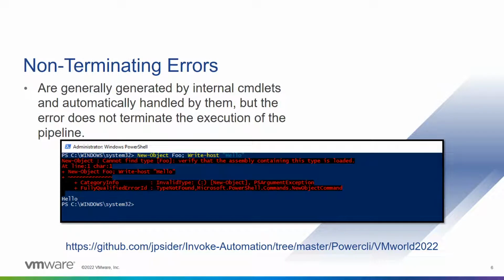All right, non-terminating errors. These are the tricky ones, right? Generally generated by internal cmdlets, and they're normally automatically handled by them. But the error does not terminate the execution of the pipeline. So, while this is super useful and it means that your script doesn't stop, it also means that you may not get your desired behavior. And I'm going to show some of this when we get to the live demo.